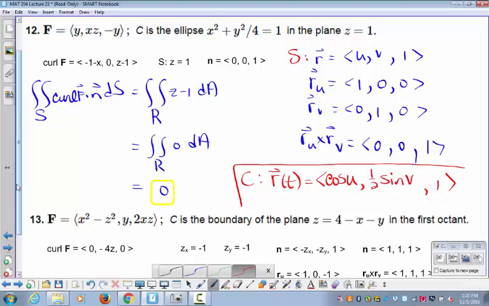Let's do that. Okay. So if we wanted to check that, let's use the Pythagorean identity. We're letting x be cosine of u. We're letting y be 1/2 sine of u. I should use the same letter there, though, and those should both be u's. It better be the same. And what letter do we normally use when we're doing a curve? T.